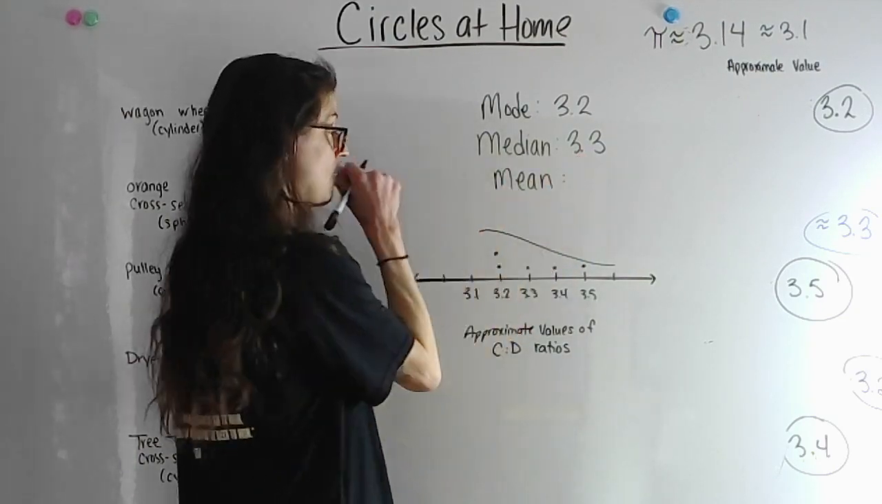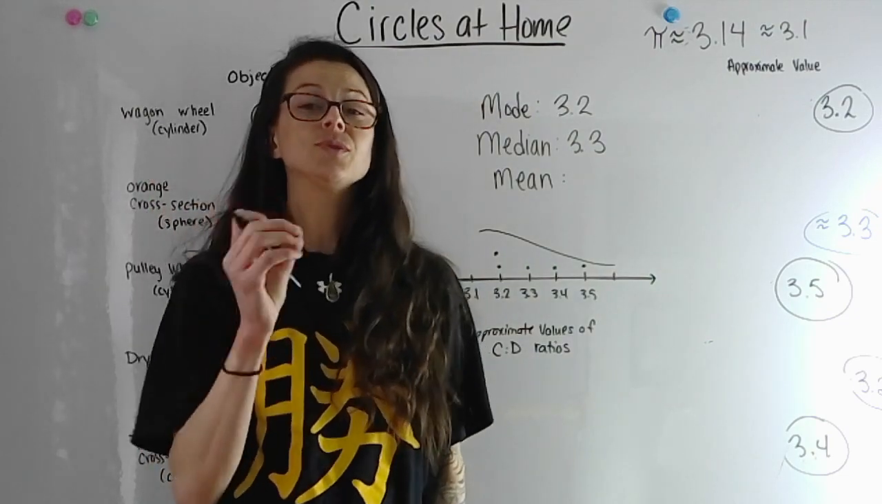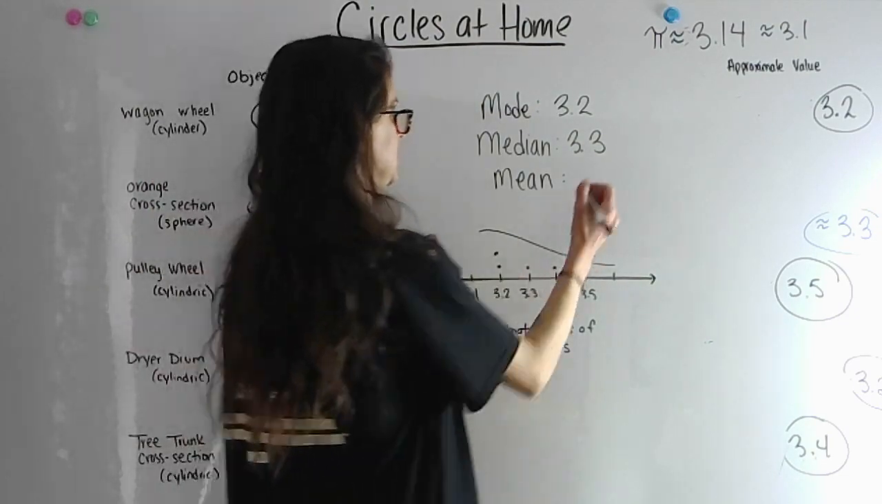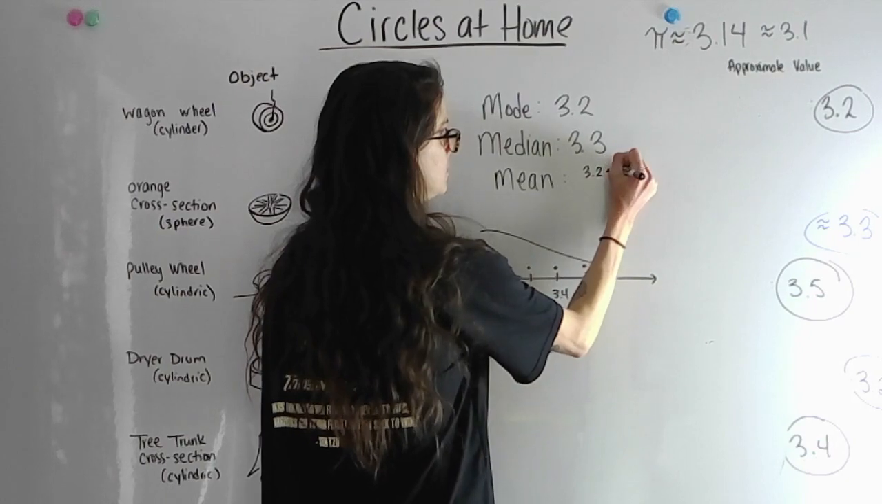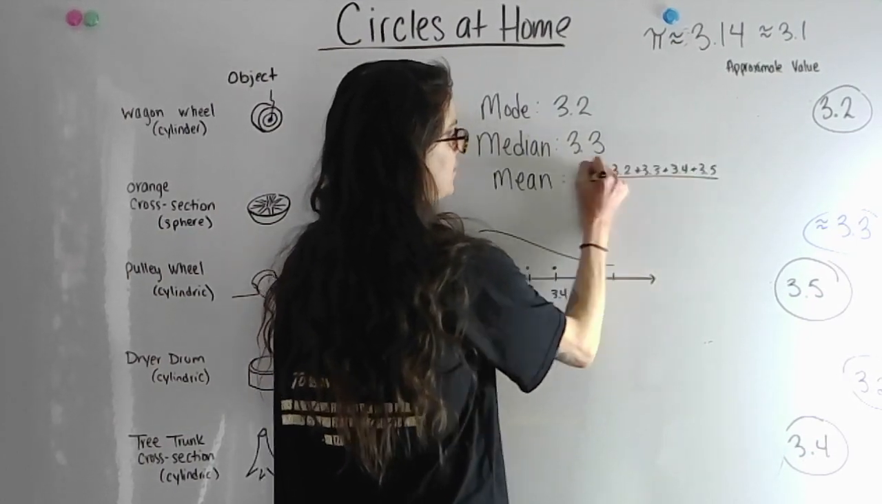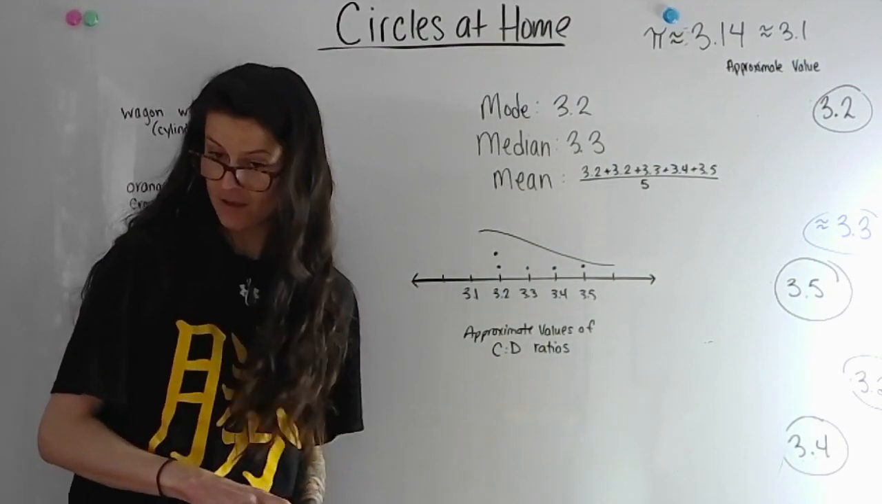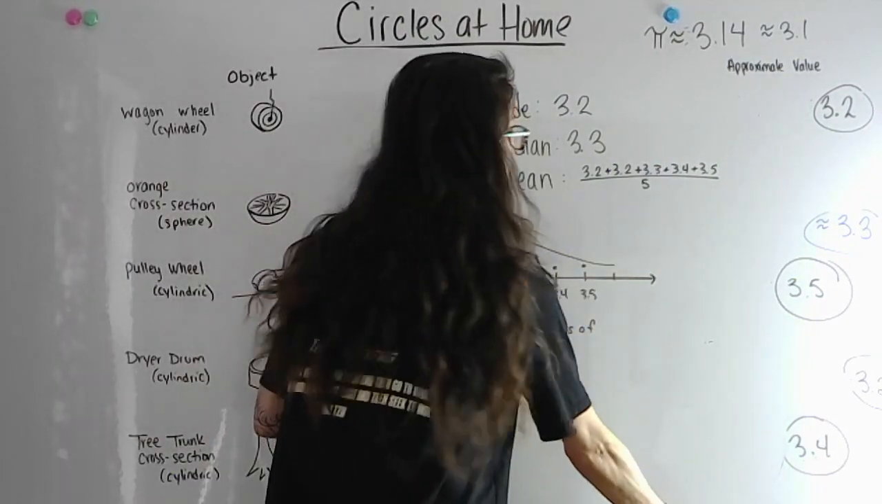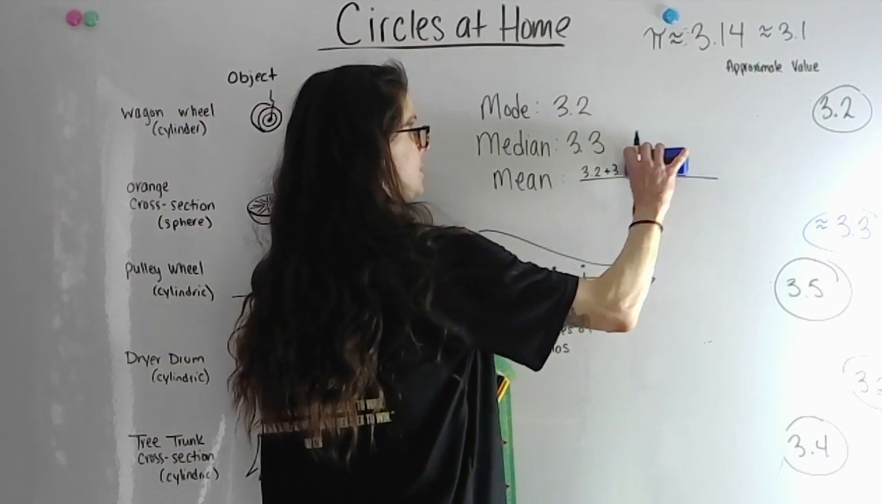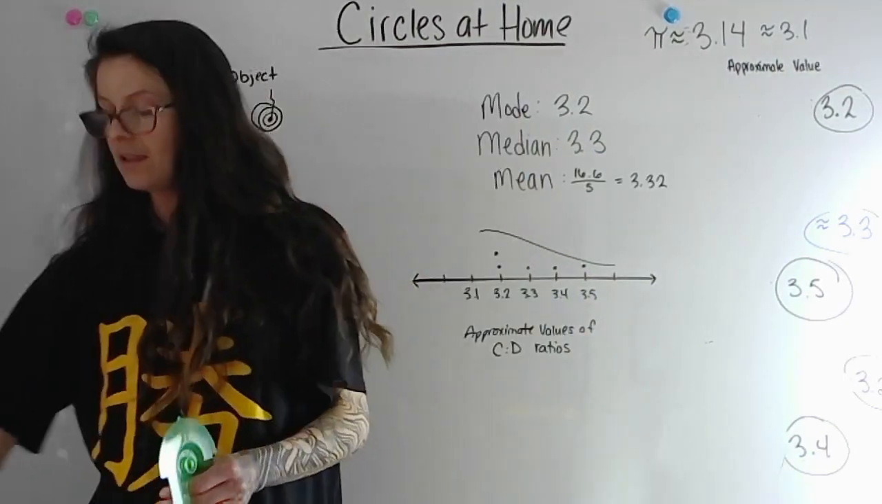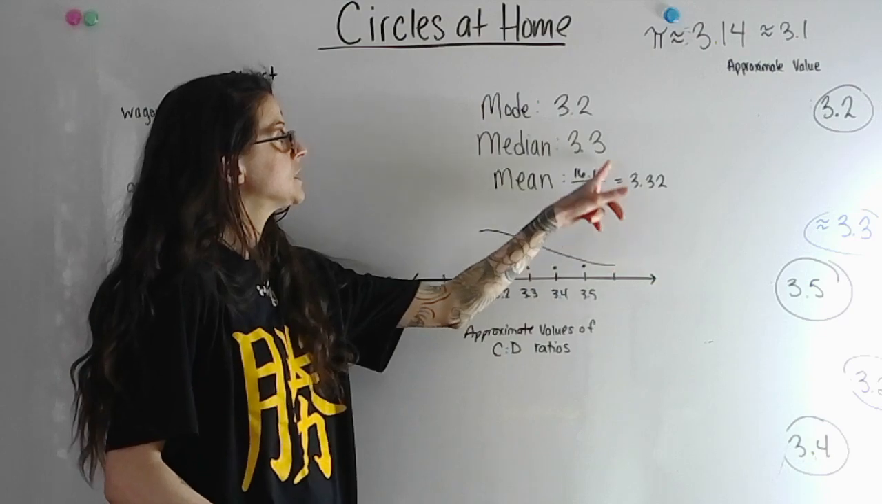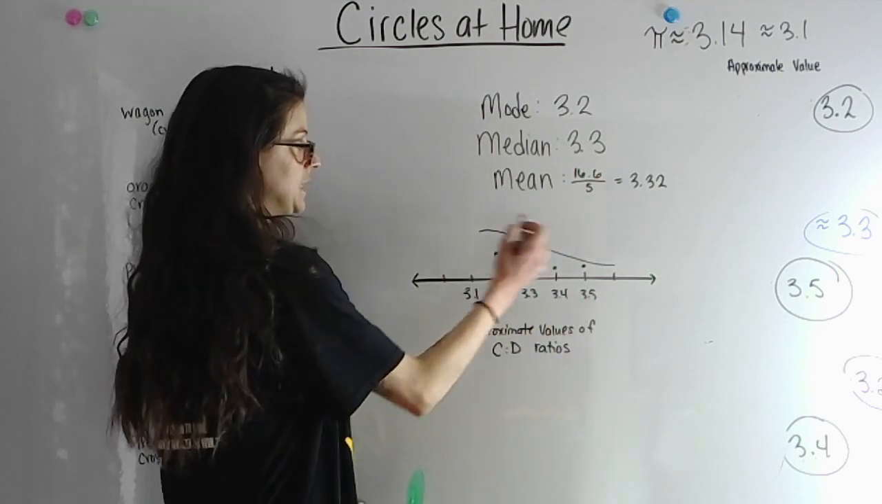The mean, however, requires you to use the values of the data set. So we need to find the sum of all of them and then divide by how many there are. And there are 5. So we get 16 6/10 divided by 5. So you'll notice that the mean is greater than the median because the data is skewed right.